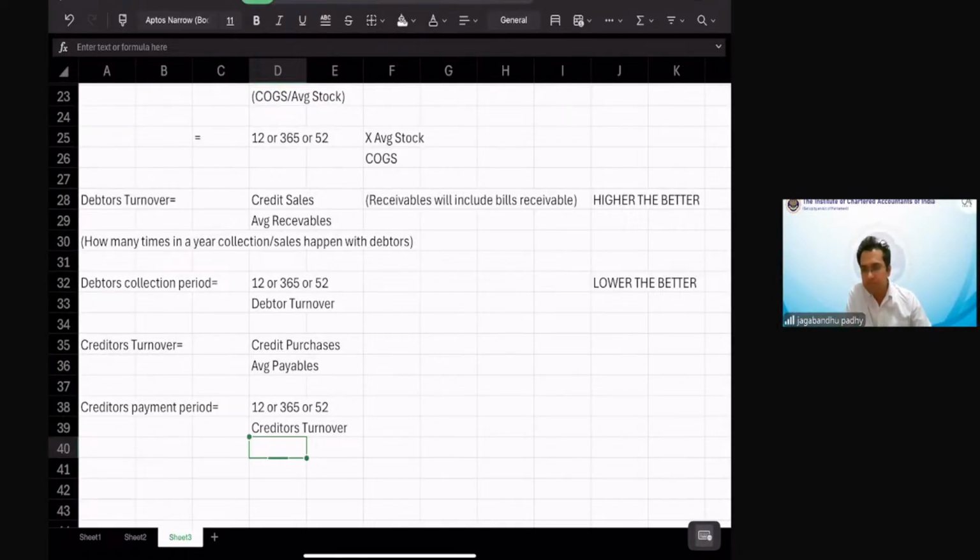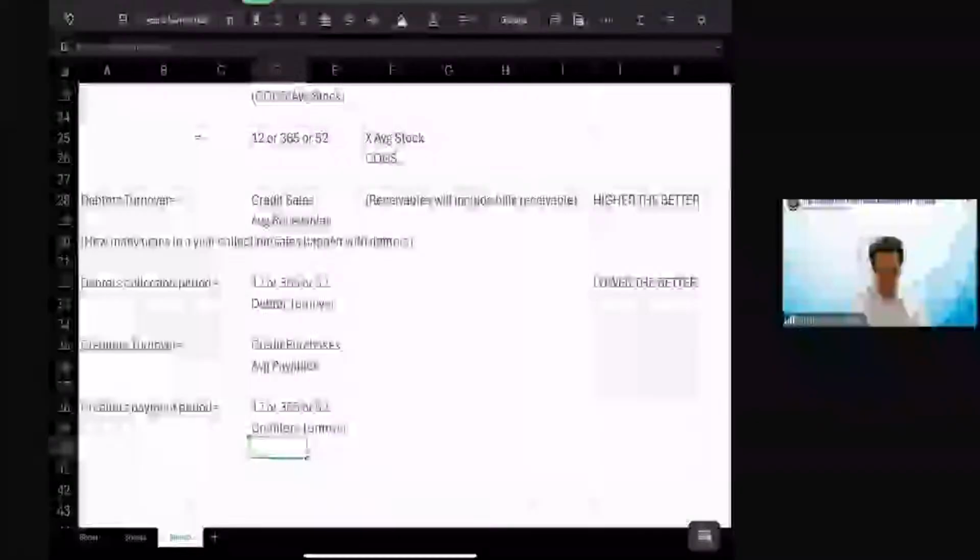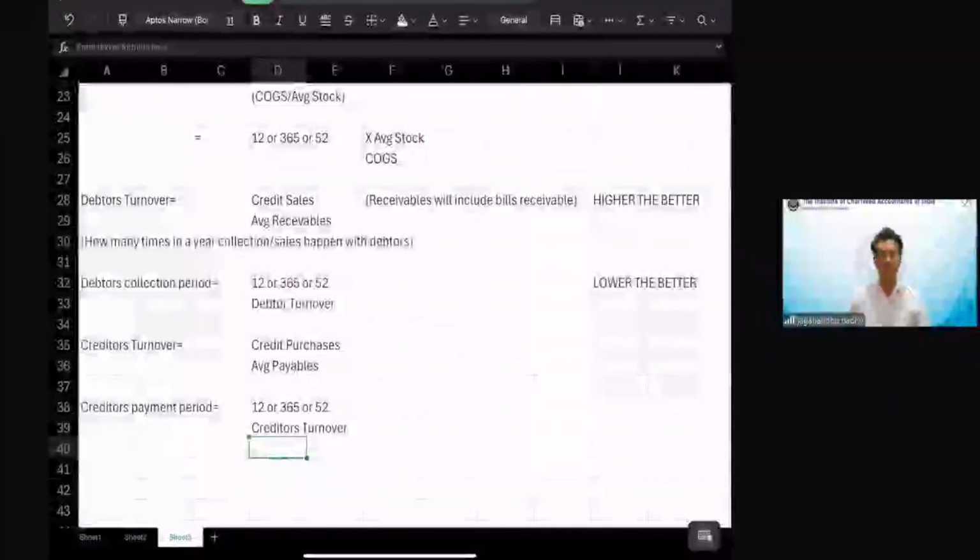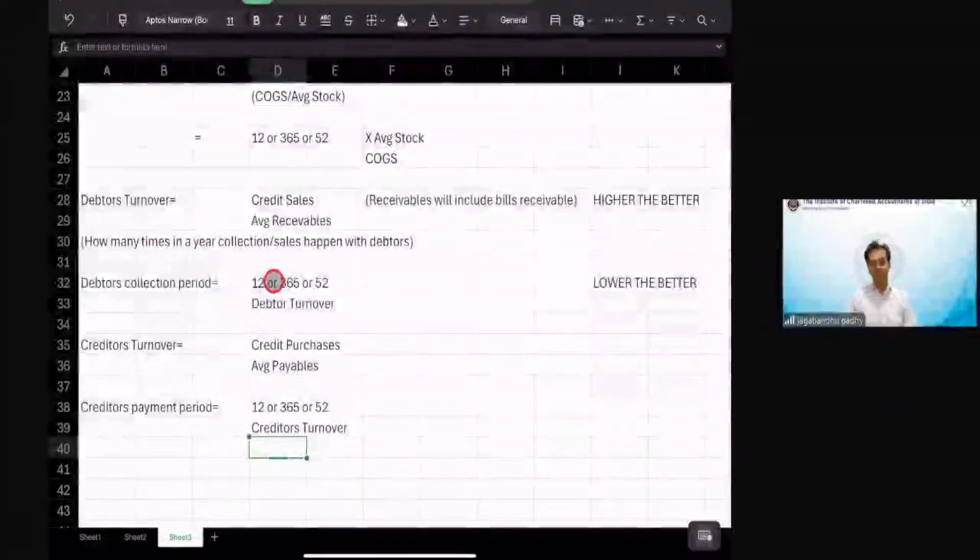30 days, 12 months? Dhanush, what are you saying? Debtors turnover upon 30 days or 12 months? So numerator is going to be the number of days, weeks, or months. Then you divide it by the turnover number.